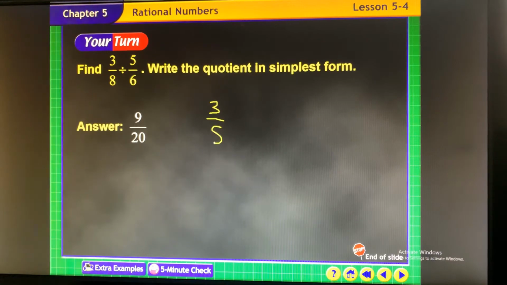Skip, flip, multiply, cross cancel. This becomes 3, and this becomes 4, so 9/20.